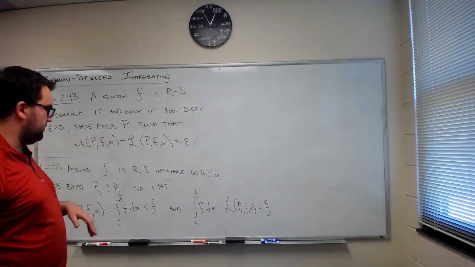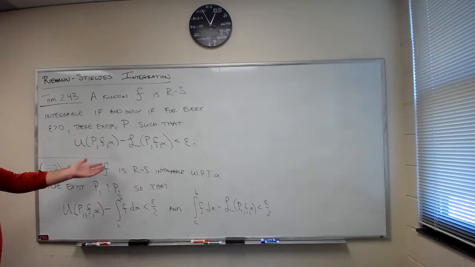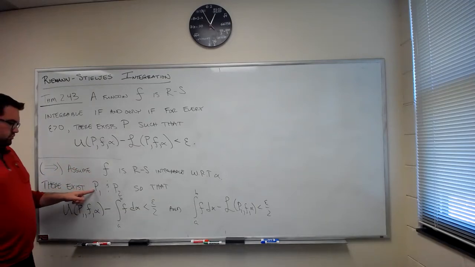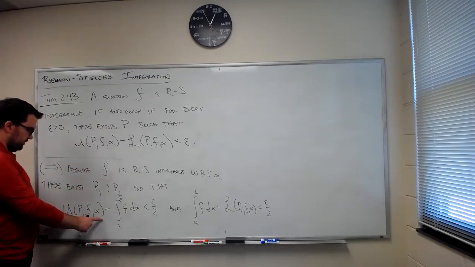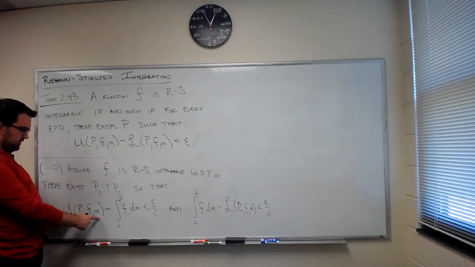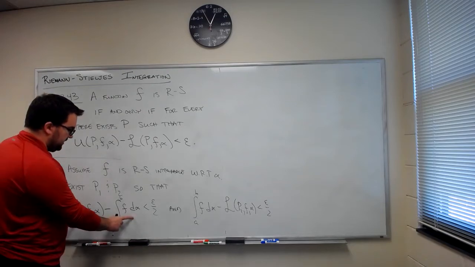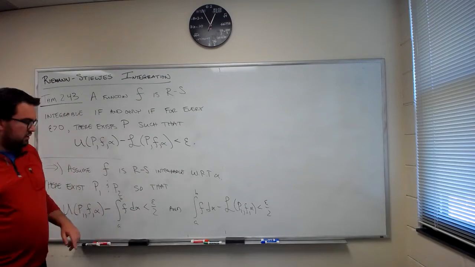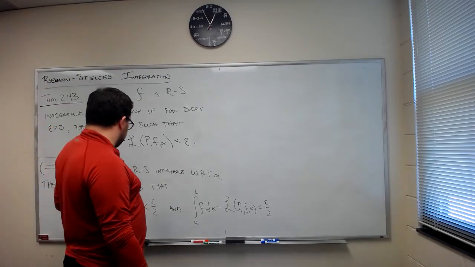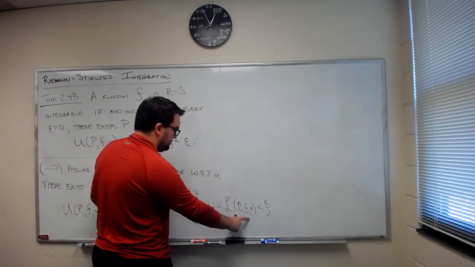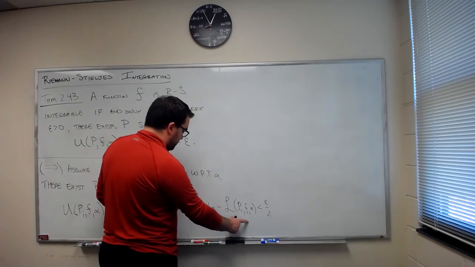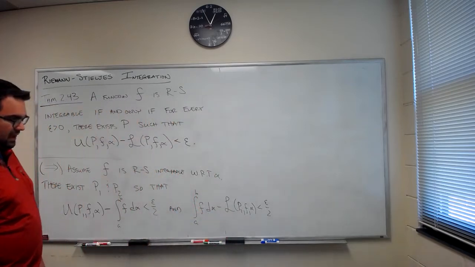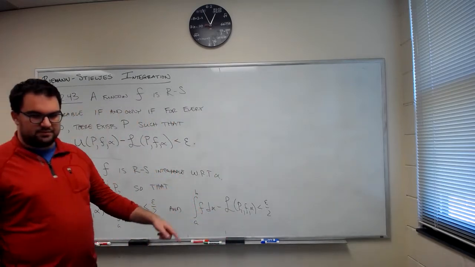So the idea here is you give me an epsilon, and since this function f is integrable, then I can choose a partition so that my upper sum over this given partition minus the actual value of the Riemann-Stieltjes integral is less than epsilon over 2. And this partition P2, I'll choose so that the difference between the lower sum and the actual value of the integral is less than epsilon over 2.